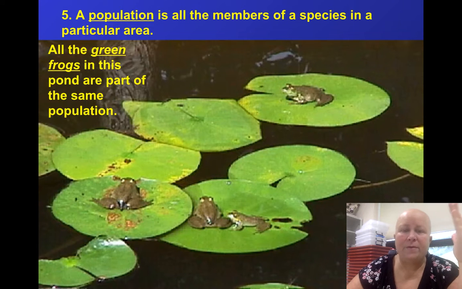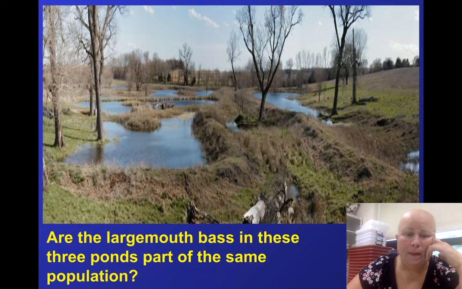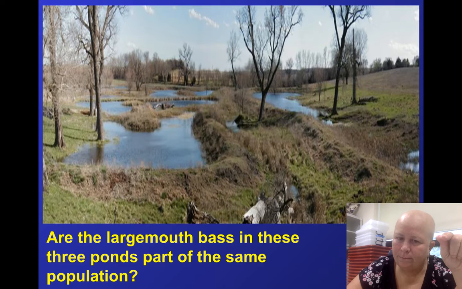So species, and then all of the members of a species, or all the organisms of a species, are a population. Okay, for example, in this pond ecosystem, there are 3 separate ponds. And so the question is, are the largemouth bass, a type of fish, in these 3 ponds part of the same population? Okay, think about it. We'll discuss it in class.